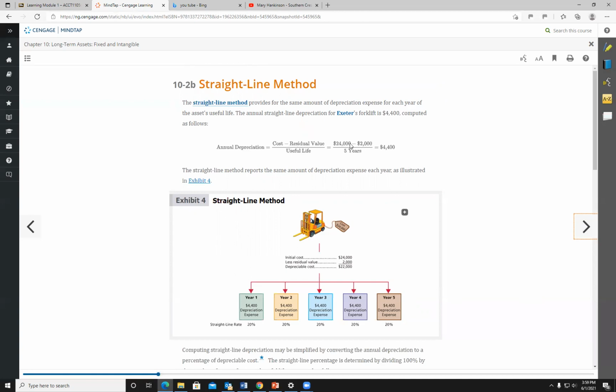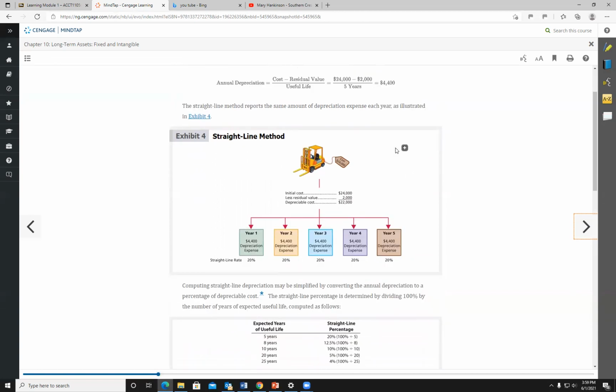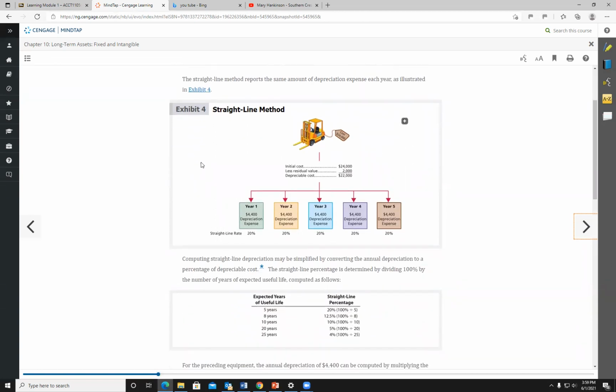You take 24,000 minus 2,000, divide that by 5 years, which is the total useful life. And then that gives you your straight line depreciation of 4,400, which is the amount that will be recorded as the depreciation expense for each year of that forklift's useful life. In Exhibit 4, you can see the straight line method reports the same amount of depreciation expense each year, which is basically about 20% each year is how much is depreciated.